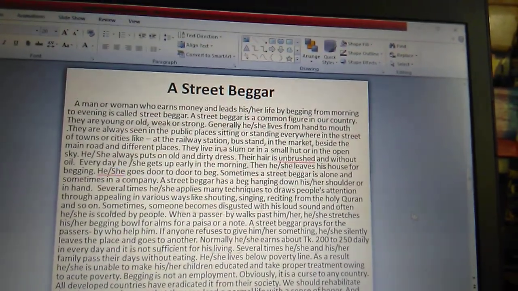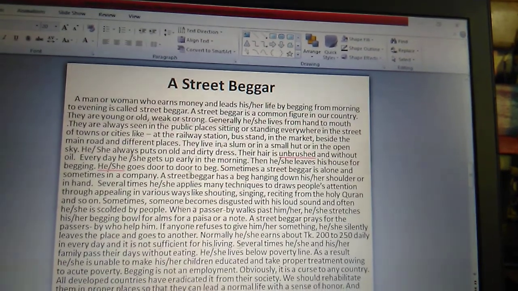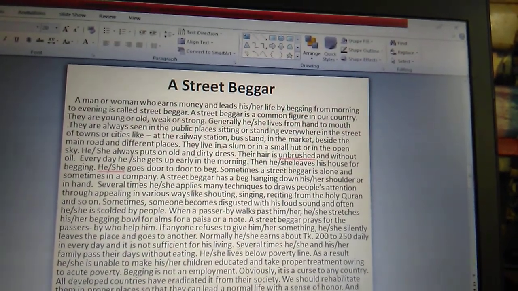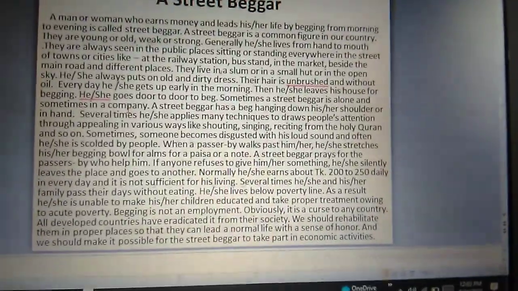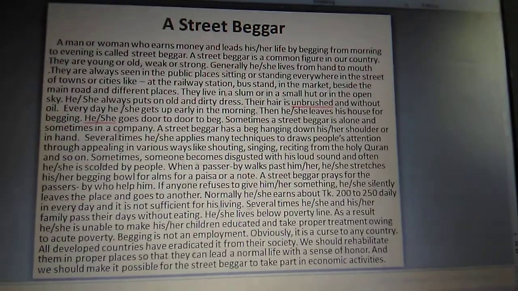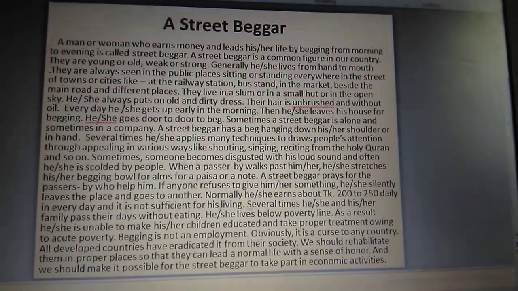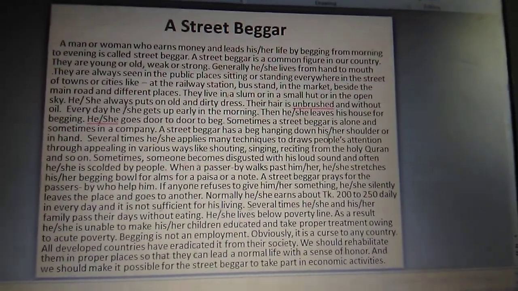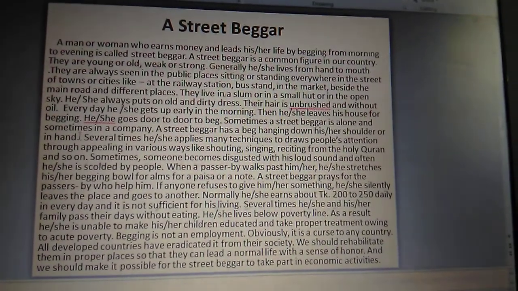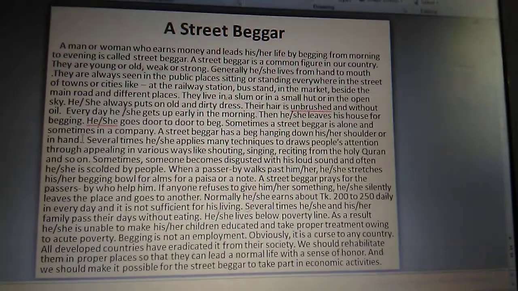He or she goes door to door to beg. Sometimes a street beggar is alone and sometimes in a company. We see them, a street beggar, maybe alone or maybe in a company, a group or gang of street beggars. A street beggar has a bag hanging down his or her shoulder or in his or her hand. Most of the time we see them with a bag in their hand or hanging from their shoulder.